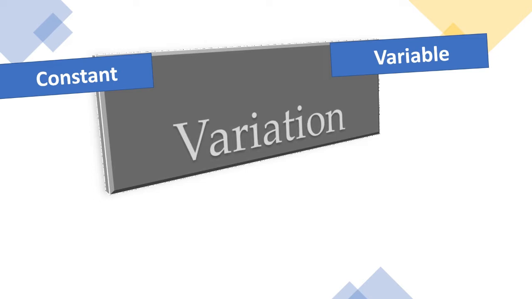When the value of a quantity does not change under different conditions, then it is called a constant. On the contrary, when the value of a quantity changes under varying conditions, then it is what we call a variable.